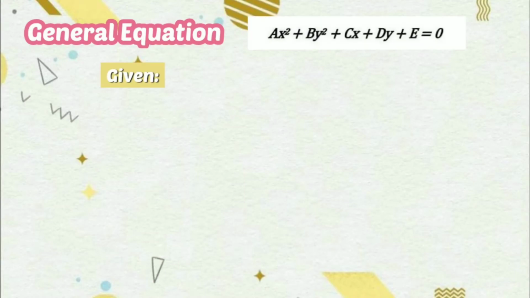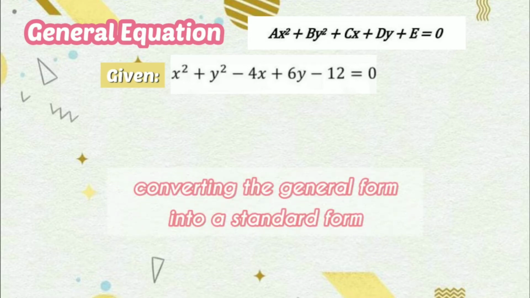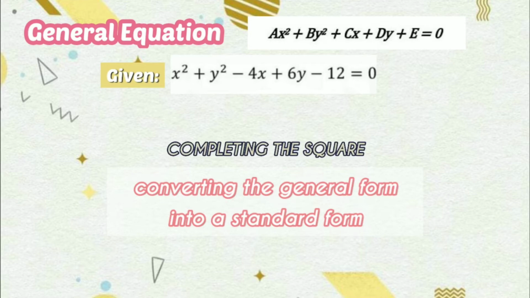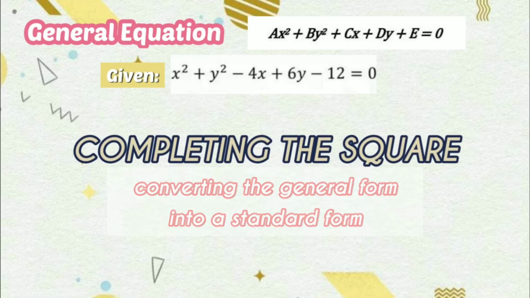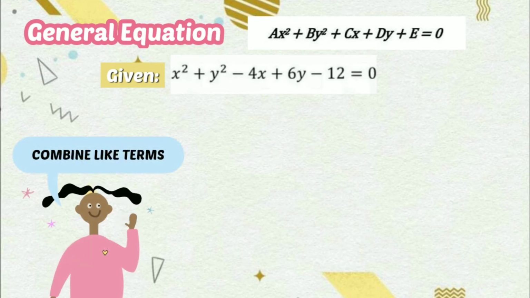Take note that it is only possible to find the center and radius from the standard form of a circle, so we need to first convert the general equation into its standard equation in the process known as completing the square. So the first step is to combine the like terms, which will give us x squared minus 4x plus y squared plus 6y equals 12.